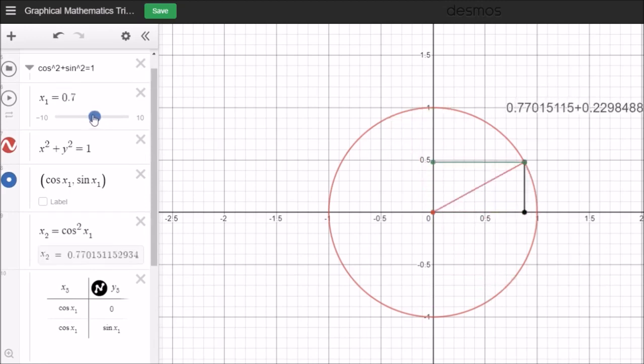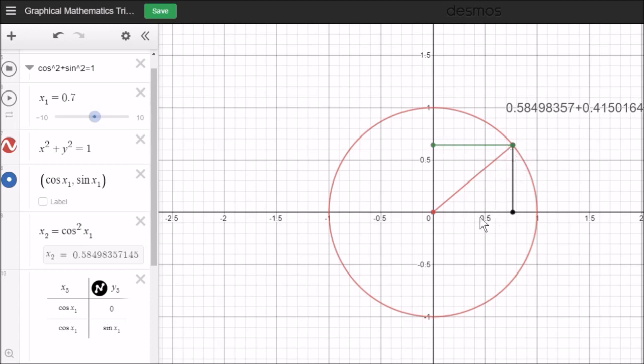Now we know from our trigonometry that the sine of this angle is given by the opposite over the hypotenuse. The hypotenuse is a value of 1, so it's just the opposite over 1, which is just the opposite. So the sine of this angle is just this length. The cosine of this angle is the adjacent divided by the hypotenuse. The hypotenuse again is 1, so it's just the length of the adjacent.